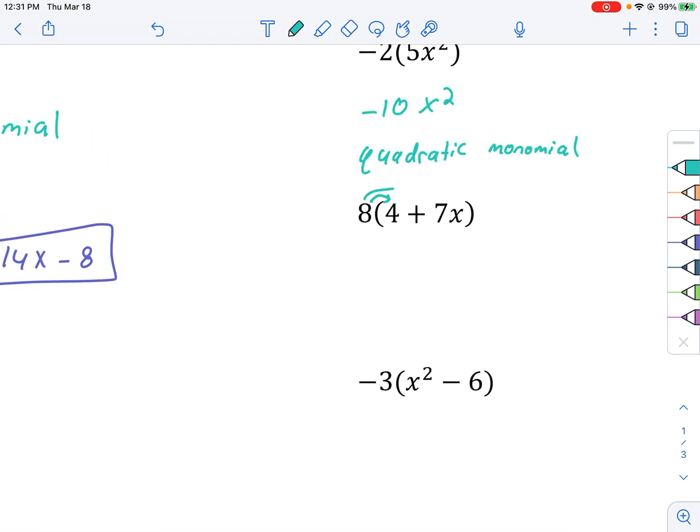All right, same thing down here. We multiply by 8 into both of these. Let's just write this in its standard form right away. 8 times 7, that's 56x. 8 times 4 is positive 32, which gives us another linear binomial.